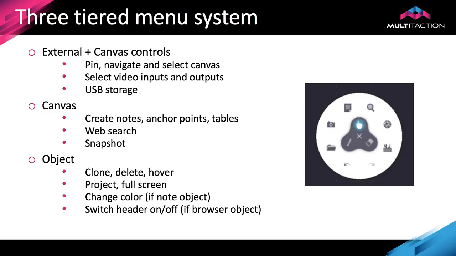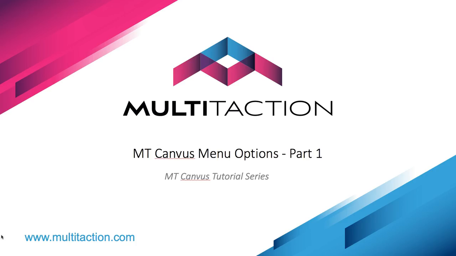Okay, so just to recap, we did the first part of the menu system, which is the external and canvas controls. We talked about how to pin the canvas. We looked at how you could use navigation controls like anchor points. We looked at how you can set a password. Look at the entire virtual canvas, not just the piece you're looking at. We also looked at the inputs and how you bring live feeds onto the canvas and what you can do with them. We also looked at how you can take content from a USB stick, and we also looked at how the video output control worked. So that concludes this tutorial on the first part of the Canvas menu options.